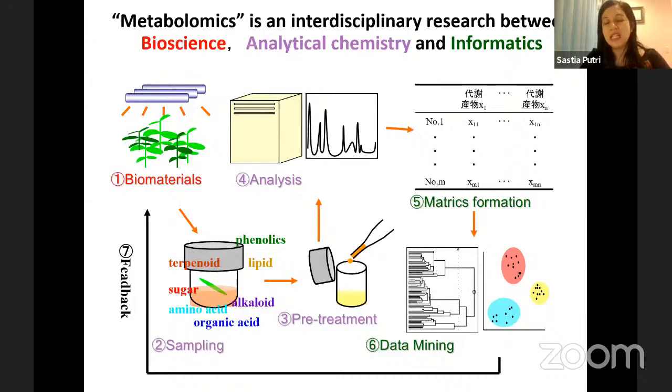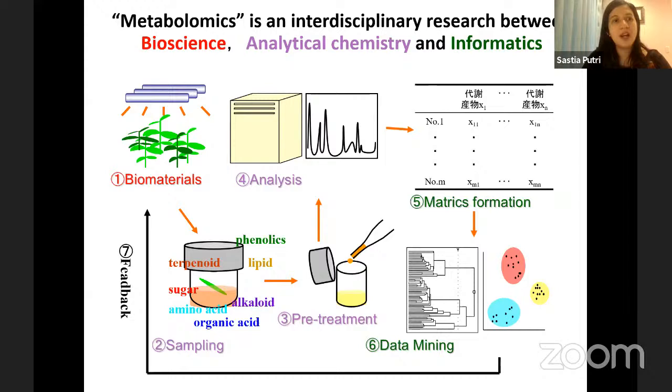So metabolomics itself is an interdisciplinary research where the knowledge of bioscience, analytical chemistry, and informatics is very important for a successful metabolomics study. Usually we start with a choice of biomaterials, and these biomaterials can be anything, because any biomaterials that used to be a living being would have metabolism capability. And since metabolites are either an intermediate or a product of metabolism, any living biomaterials before would have many different kinds of metabolites contained in it.